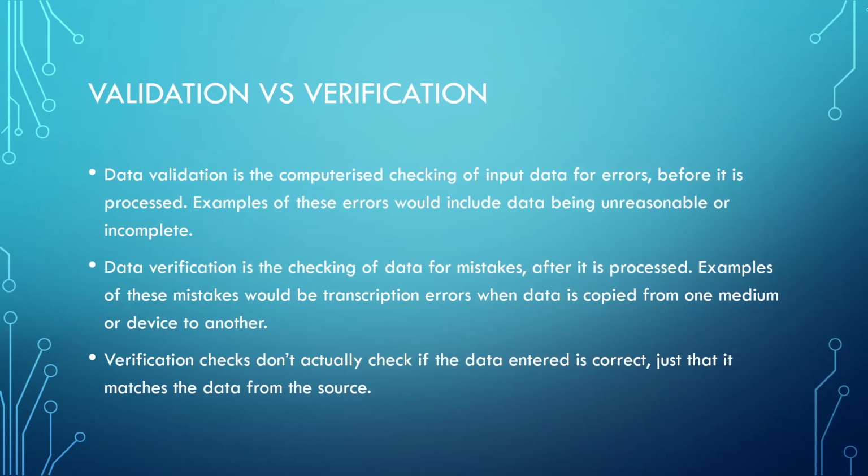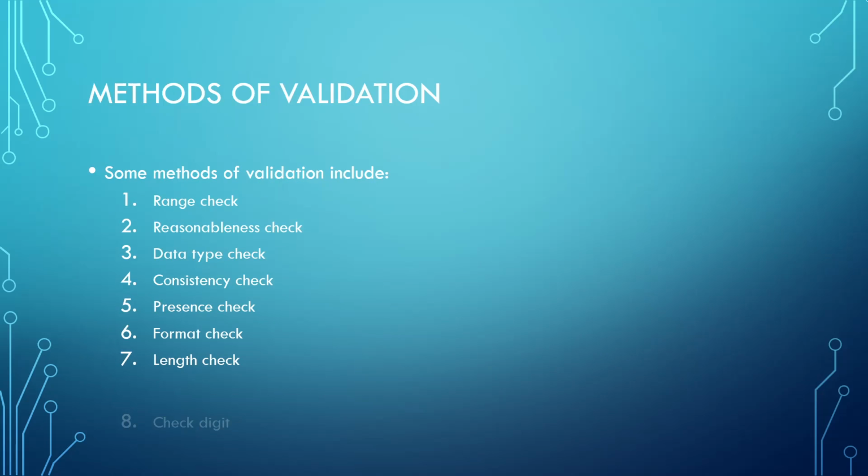Okay, so now I'm going to move on to methods of validation. Methods of validation include range check, reasonableness check, data type check, consistency check, presence check, format check, length check, and a check digit. There are other types, but these are the ones we're going to be focusing on. We're going to go through these one by one. First, we're going to look at range check.